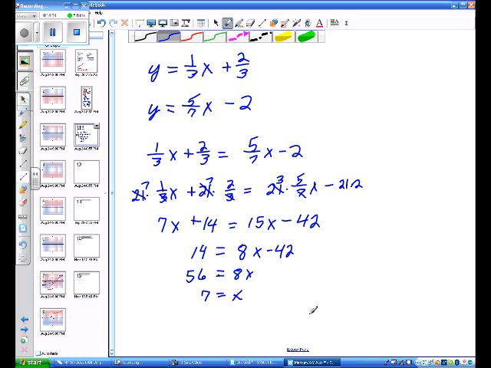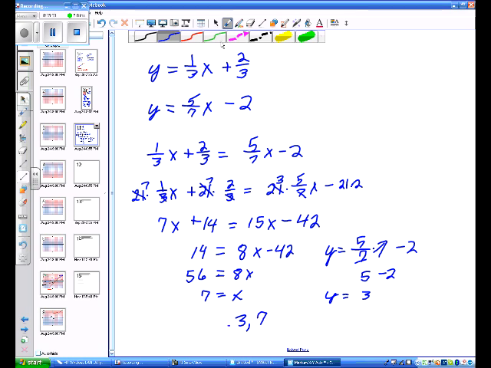Okay, we want to know what y is, so we're going to substitute it back into an equation. Now we have a choice, and we can do it into either one, but since my x is 7, I would probably choose this one so that it will cancel. y equals 5/7 times 7 minus 2. Well, my 7s cancel. I have 5 minus 2, which is 3. So y equals 3.